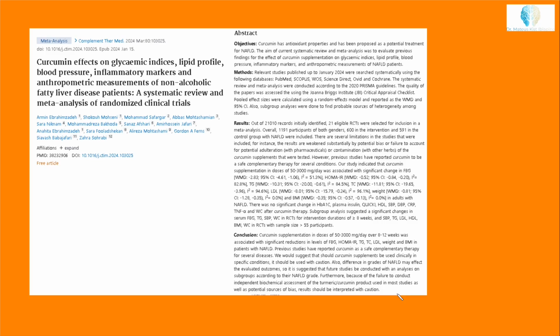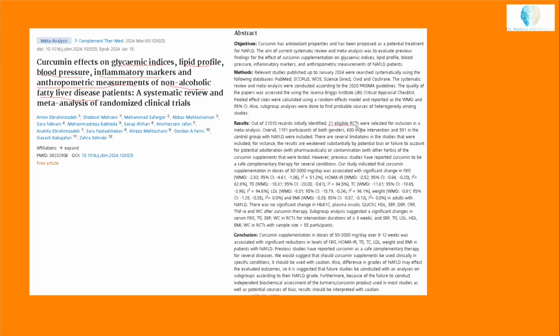Here we have another study. This study was a systematic review with meta-analysis. This systematic review was made from randomized clinical trials, and it was interested in the effects of curcumin on glycemic indices, lipid profile, blood pressure, inflammatory markers, and anthropometric measurements in a particular population of patients with non-alcoholic fatty liver disease.